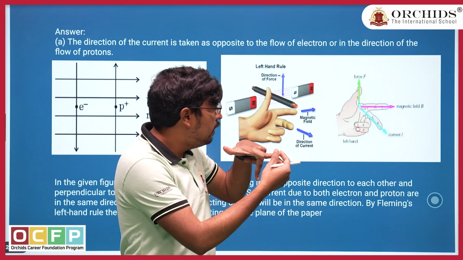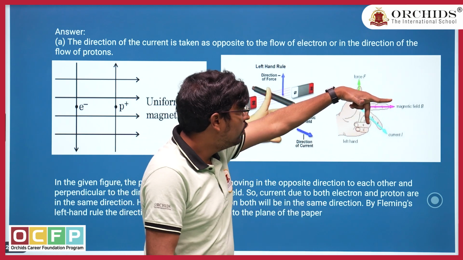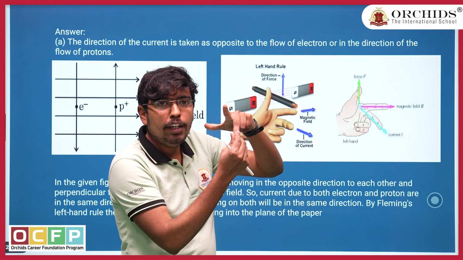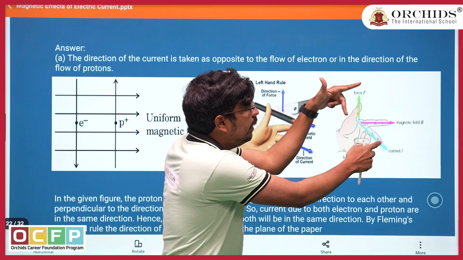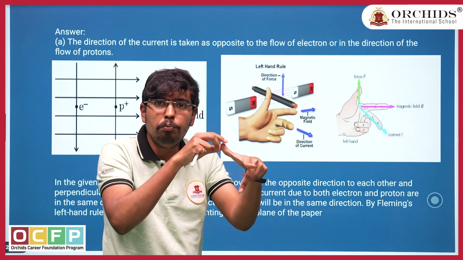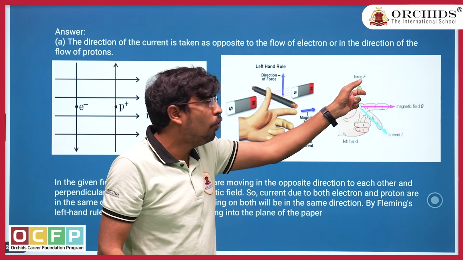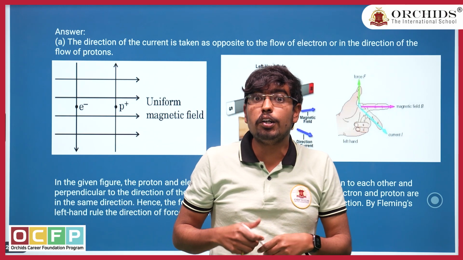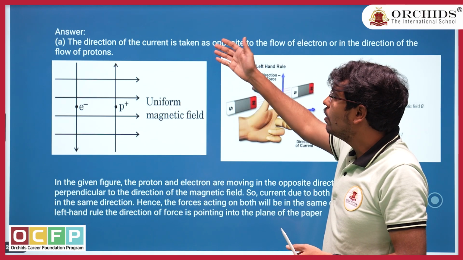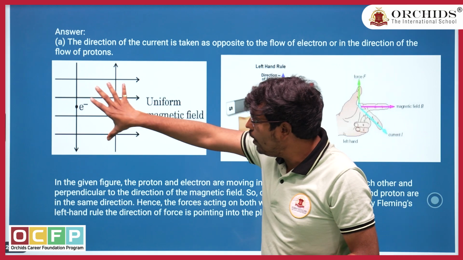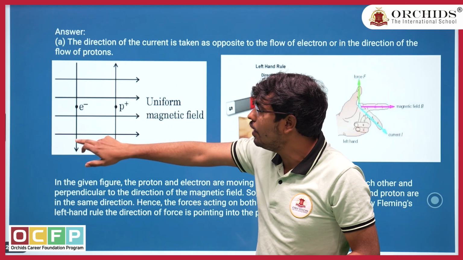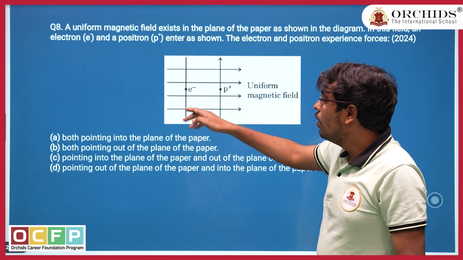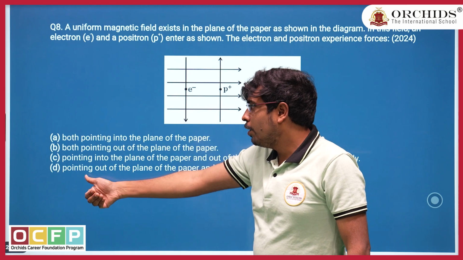The forefinger which is present here will indicate the magnetic field, the middle finger which is placed down will indicate the current, and the thumb which is coming up will indicate the force. This concept is used to indicate the direction of the force. In the given question, they were asking us about four options.